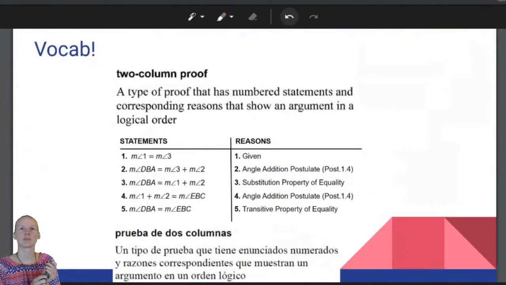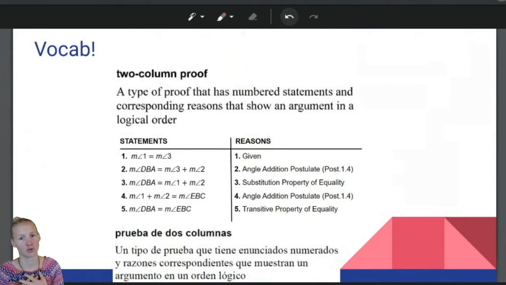A 2-column proof is a type of proof that has numbered statements and corresponding reasons. Corresponding means that statement number 1 goes with reason number 1. Statement number 4 goes with reason number 4. That's what they mean when they say corresponding. 4 goes with 4, 1 goes with 1. And it shows an argument in a logical order.